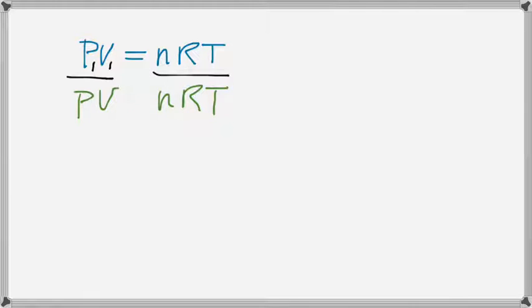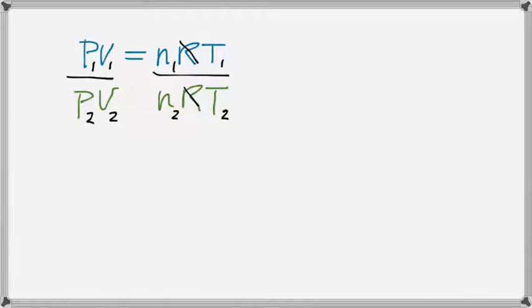P1, V1, call this 2. One's up here and 2's in the bottom. I'm not going to put a 1 or a 2 on the gas constant because it's a gas constant. It doesn't change. So if R is always the same, it cancels out, right? I can cancel this out because R divided by R is 1.